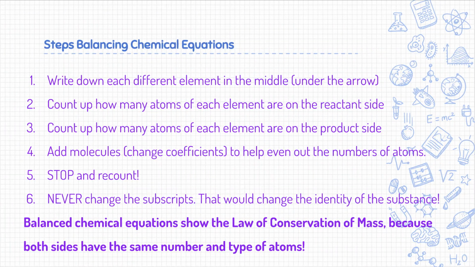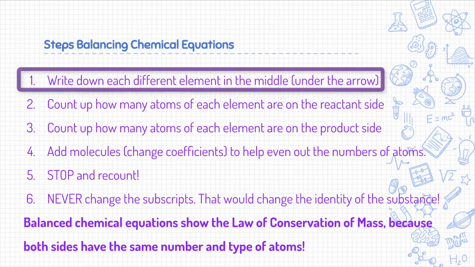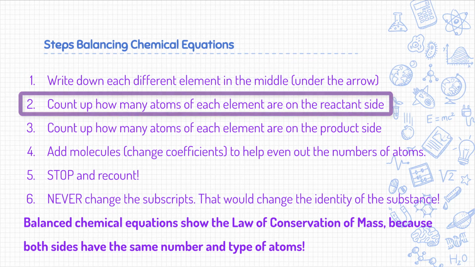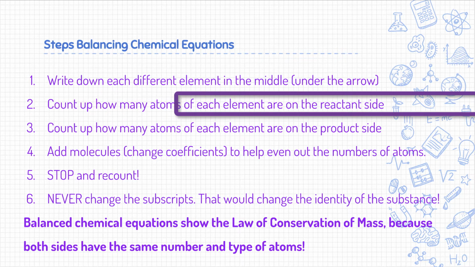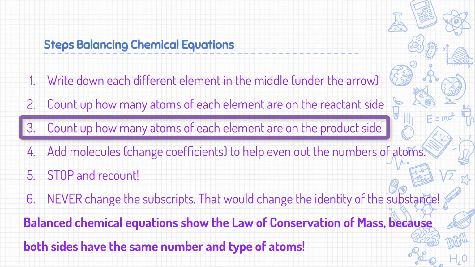There are 6 major steps to balancing a chemical equation. The first step is to write down each different element that you have in the whole equation underneath that middle arrow, and you put those down in a column, one right on top of the other. The second step is to count up how many atoms of each of those elements you have on the reactant side, or the left side. The third step is to do the same thing, but for the product side, or the right side.